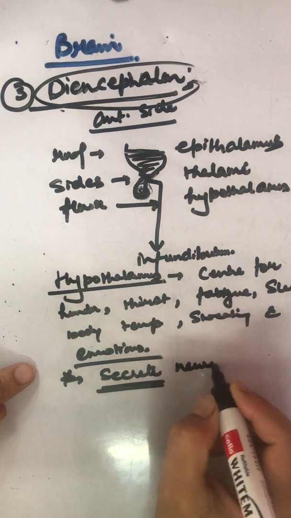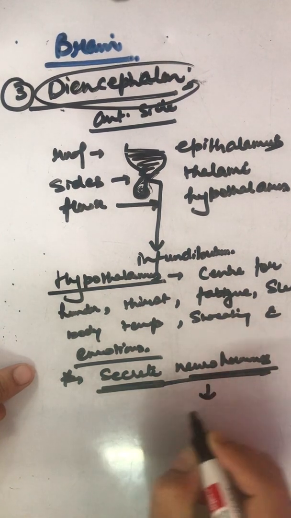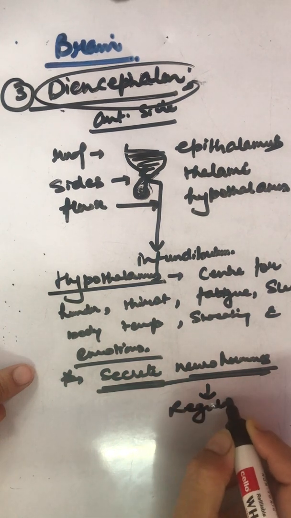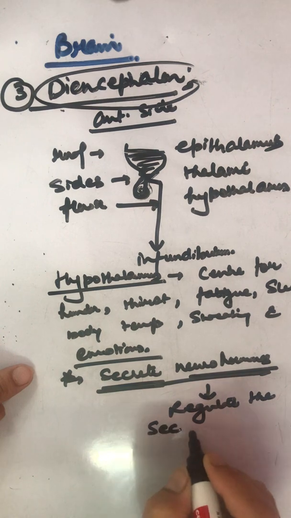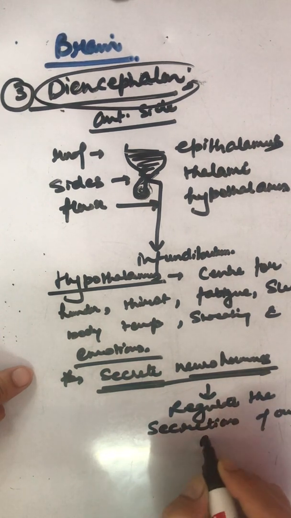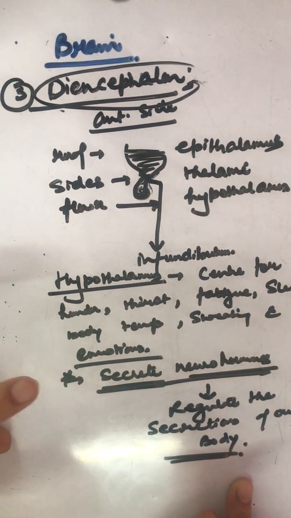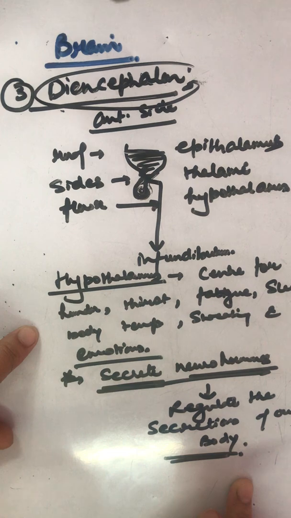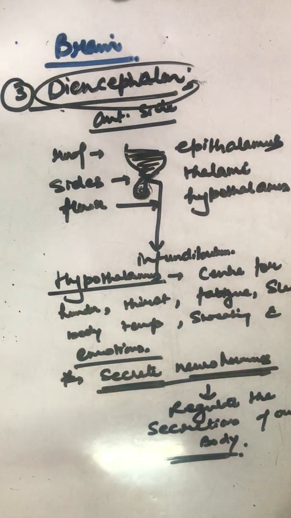It secretes neurohormones. Why? Because these neurohormones regulate the secretions of our body. Whatever hormones are secreted by the body, their regulation is done by the hypothalamus. Clear? Moving to the midbrain.